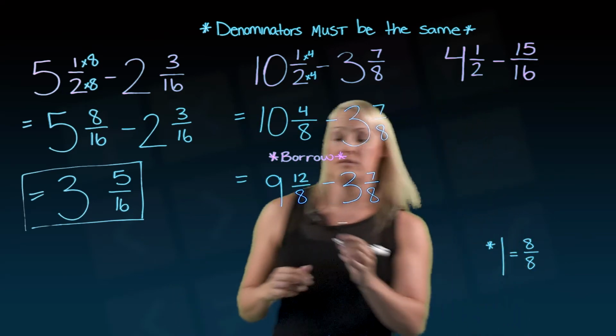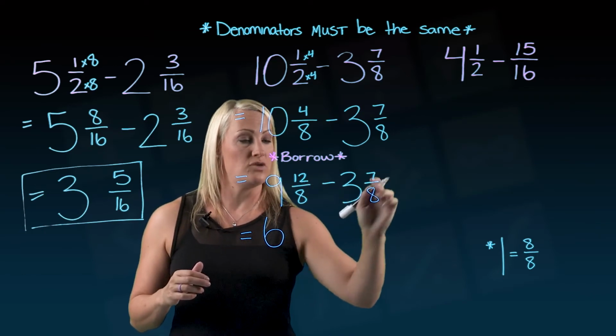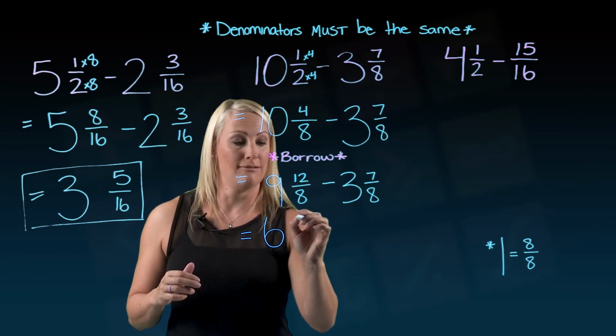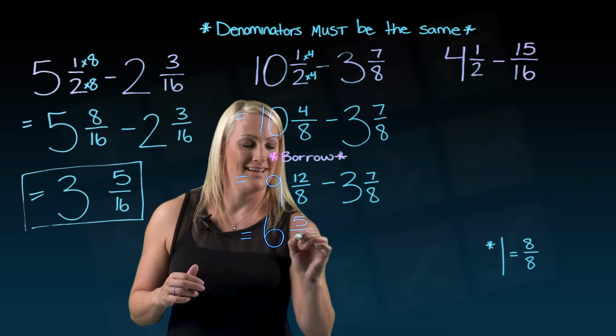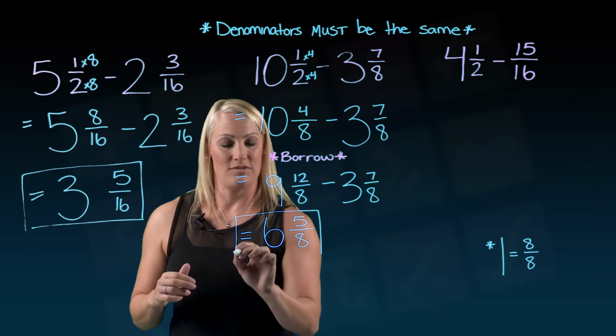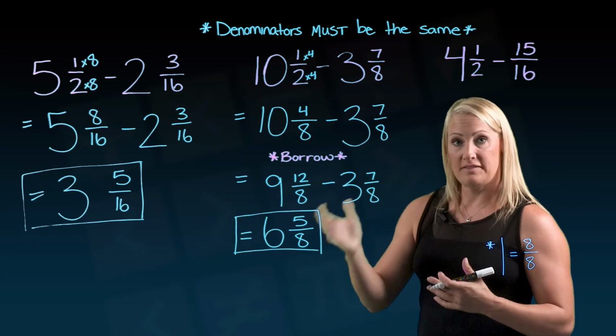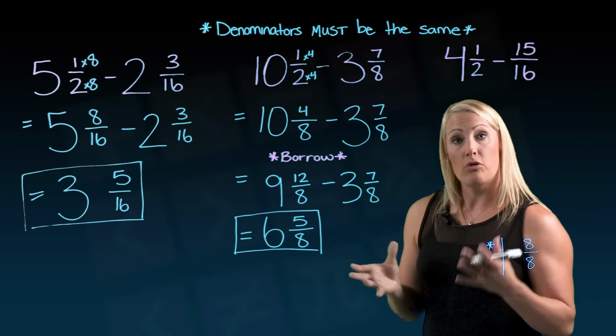Now I'm going to subtract 9 subtract 3, which is 6, and 12 subtract 7, which is 5. Sometimes talking and thinking is tough. So my final answer is 6 and 5/8, but I had to borrow to do that.